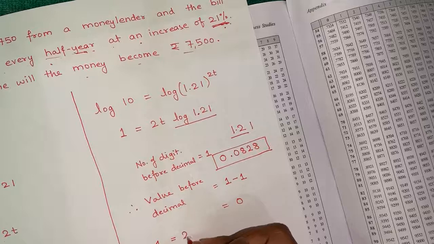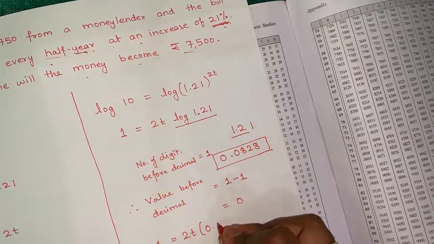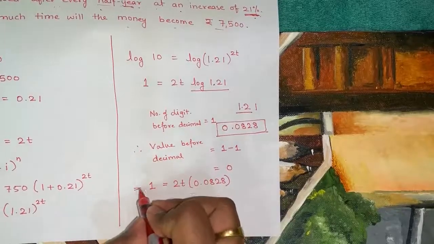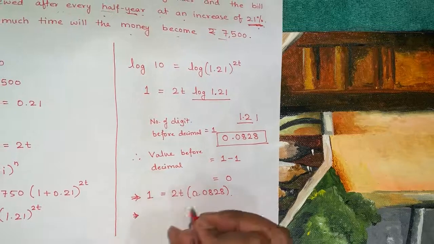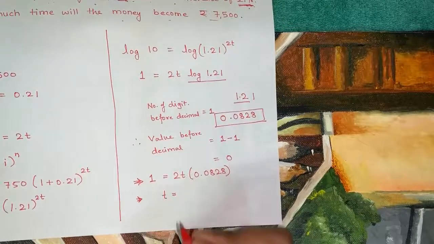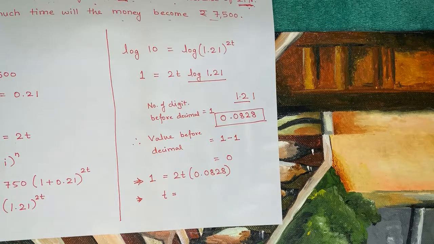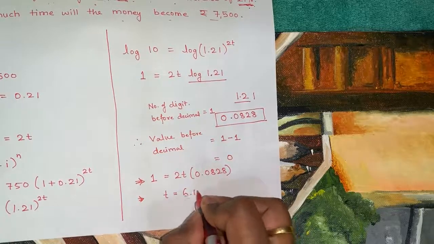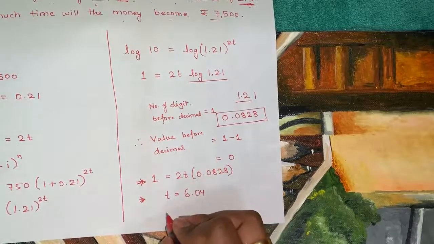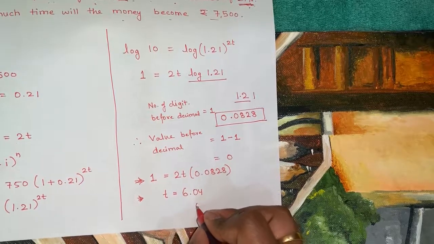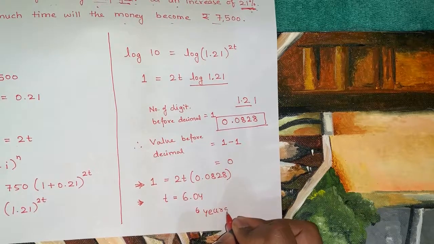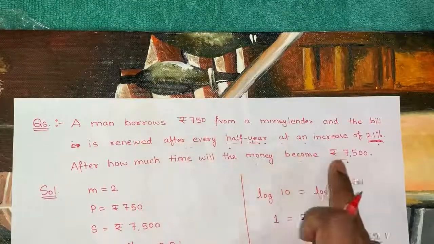So let's put the value here. 1 equals 2T multiplied by 0.0828. So after solving, we get the value for T is equal to 6.04, which means that it will take 6 years for the principal, which is rupees 750, to become 7,500.